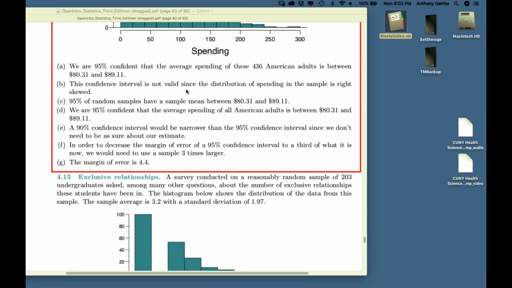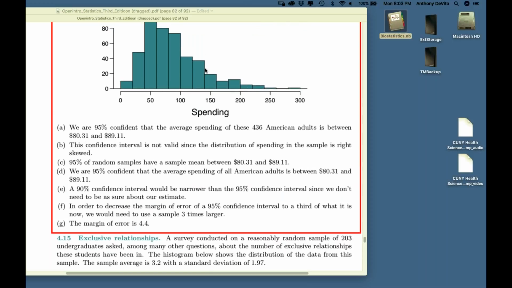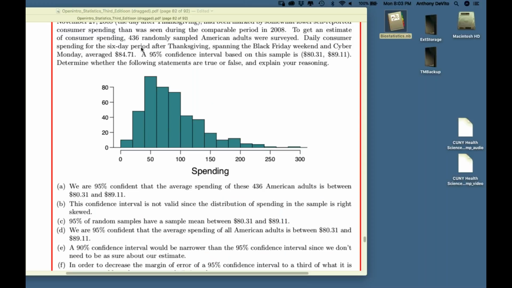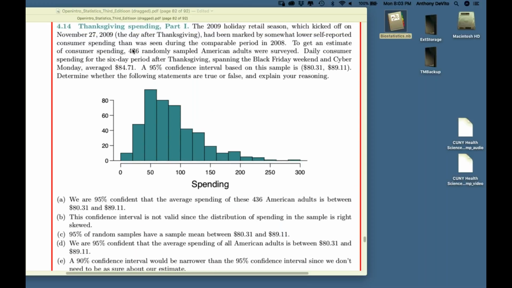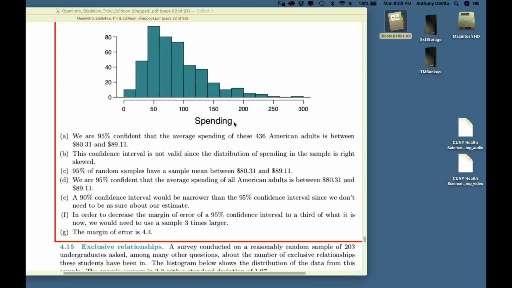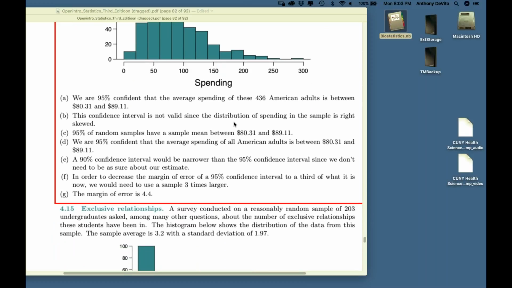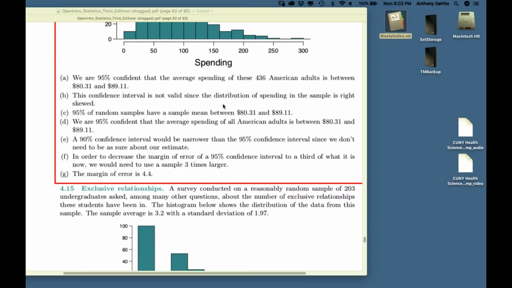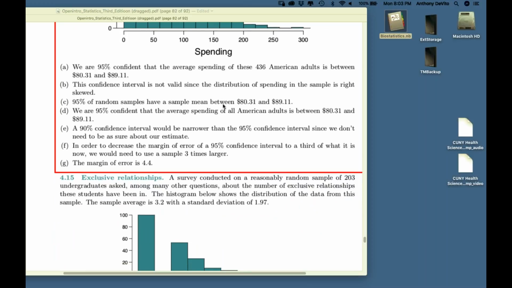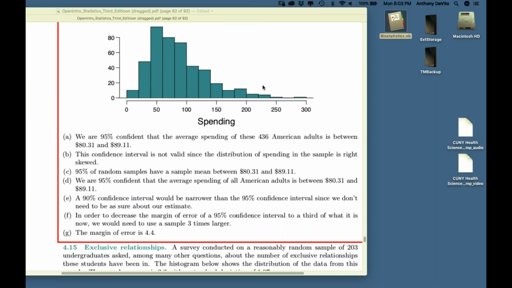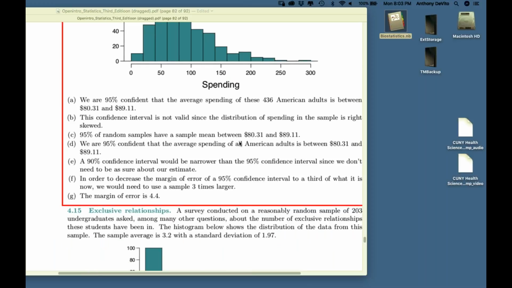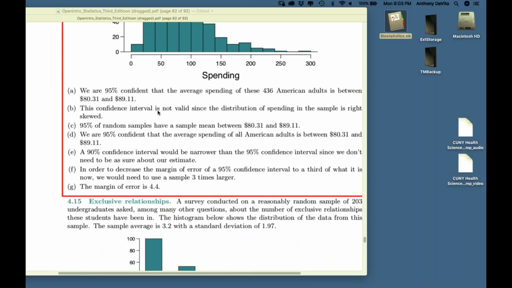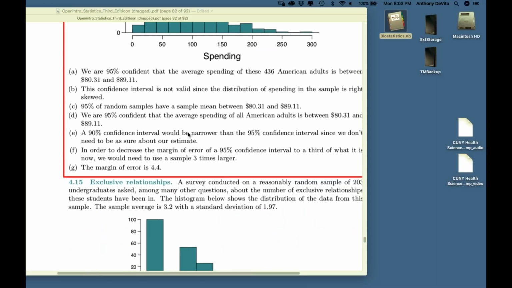Confidence interval is not valid since the distribution of spending in the sample is right skewed. See, it's a little right skewed here. What was the sample size? Sample size was 436. Well, didn't we say that if we have a large sample size, defined as bigger than 30, the sample distribution is likely to be normally distributed? So we don't have to worry about having a slightly skewed distribution for the population. So we're going to say false to this as well.